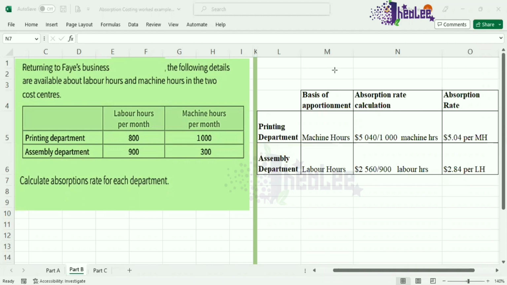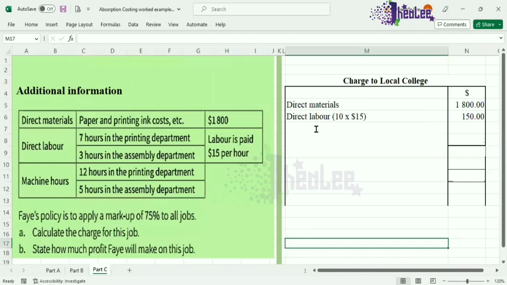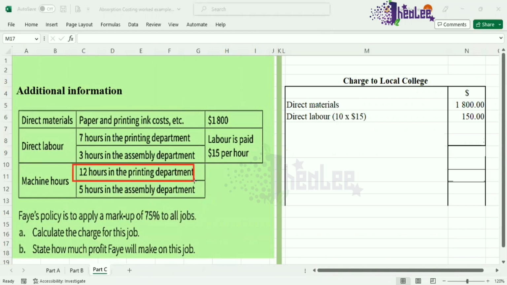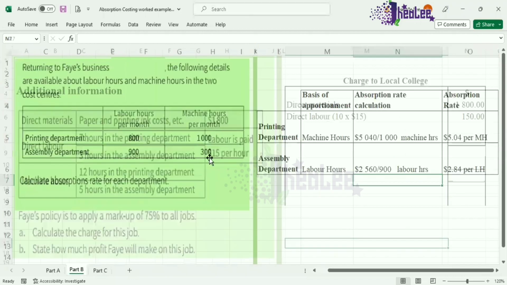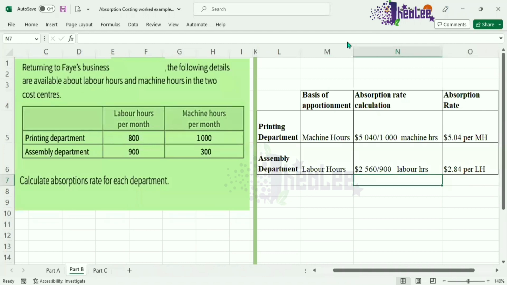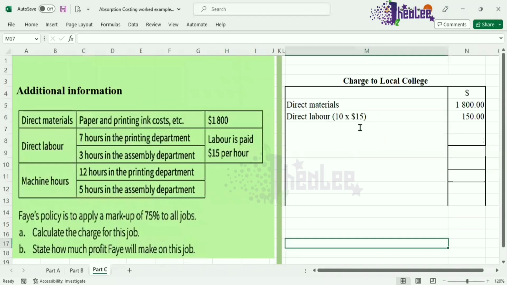So we're going to move into calculating the overhead costs for the printing department first. And again, remember that the printing department uses machine hours as their basis of apportionment. So we're going to pick up the machine hours for the printing department, which are 12 hours. And along with that, we need to pick up the overhead absorption rate, and that was calculated in part B. And the amount for the overhead absorption rate is $5.04 per machine hour. So let's move into entering that in our calculation.